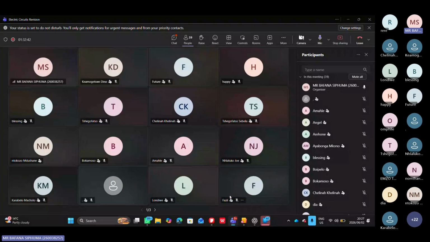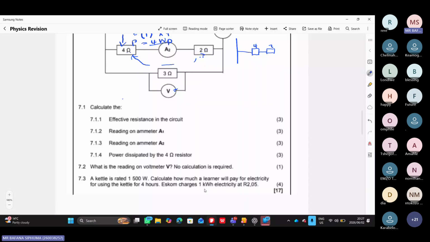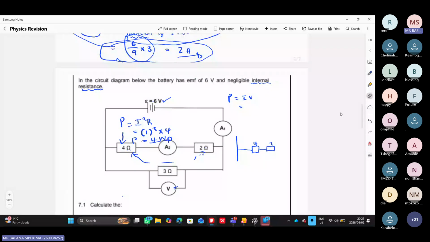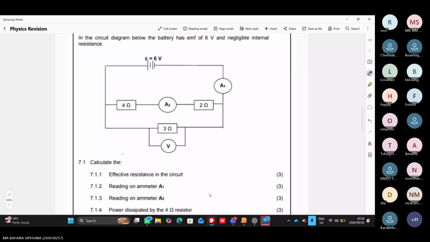Blazing will tell us 7.2. What is the reading on V? Without any calculation, you don't calculate anything. You just look and respond. Isn't it 6? I think it's 6.